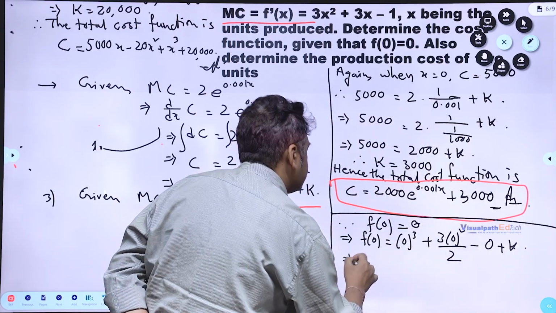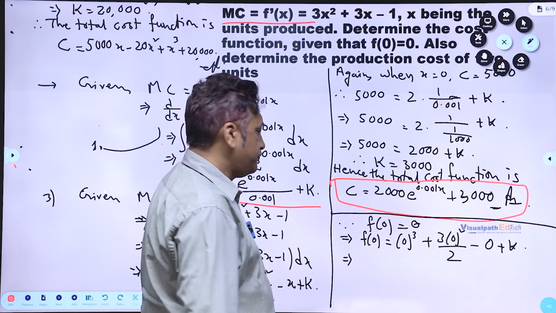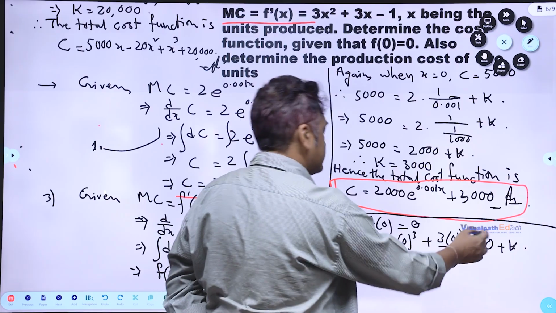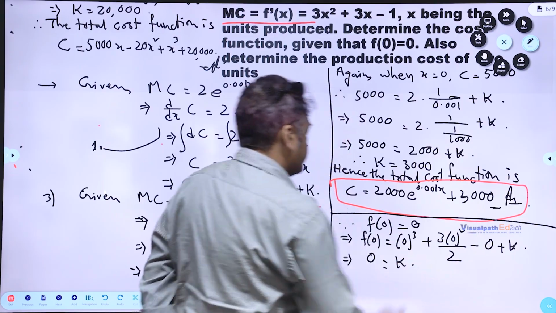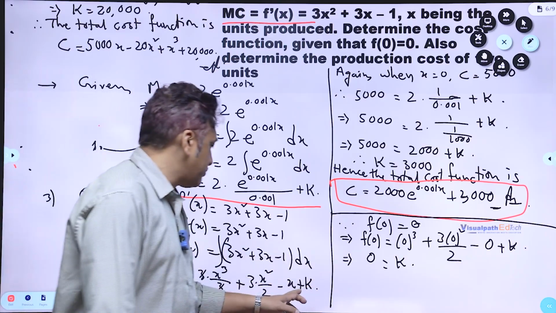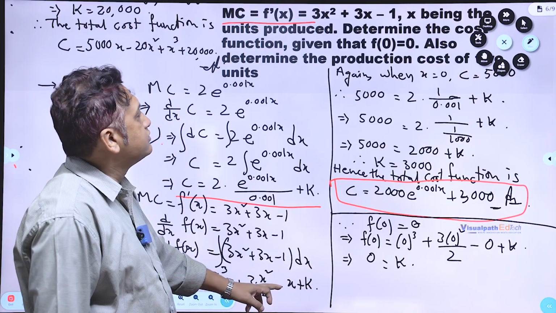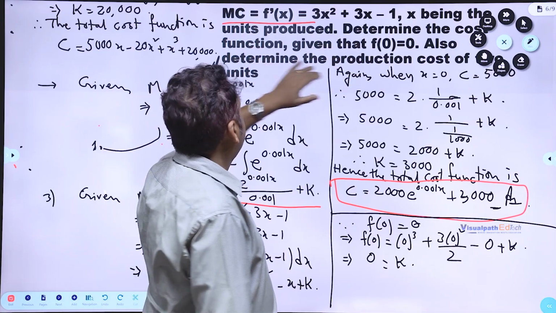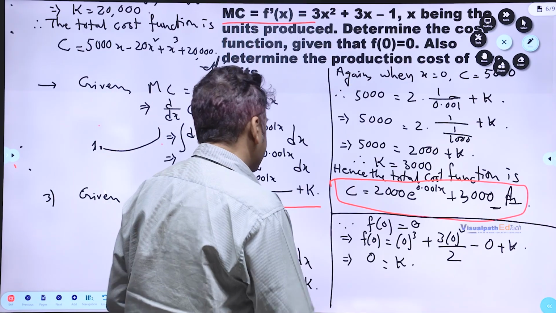So, this implies what is the value of f of 0? That is also 0. This is 0, this is 0, this is 0. So, we have k. So, we got k's value is also equal to 0. Now, when I put these values here, I will get the cost function. And that is what is your first part of the question. Determine the cost function.